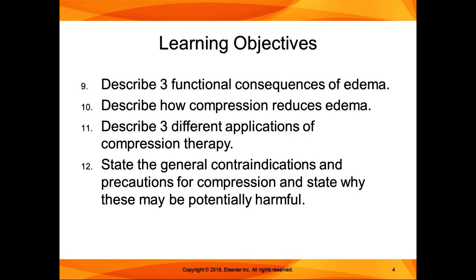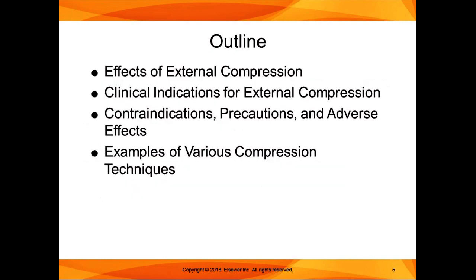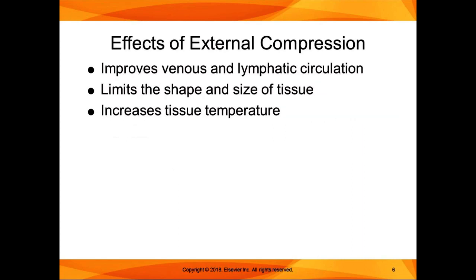So I also want you, as usual for everything, to be able to state the contraindications and precautions for compression and why these may be potentially harmful. So we're going to talk about the effects of external compression, clinical indications, contraindications, precautions, and adverse effects, and then examples of various compression techniques, and then we'll take that into the lab next week and practice. So the 3 general effects of external compression are: it improves venous and lymphatic circulation, it limits the size and shape of tissue, and it increases tissue temperature.